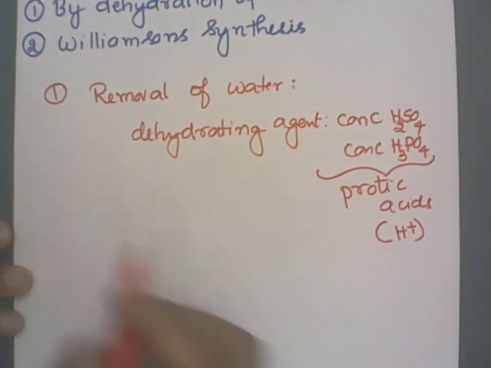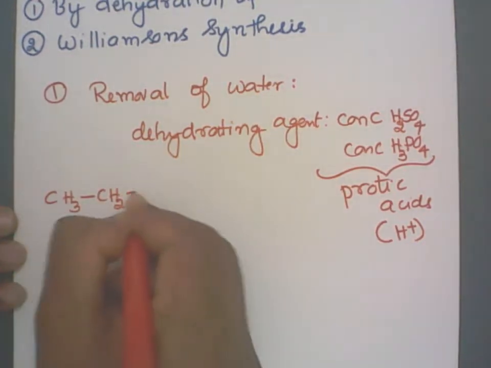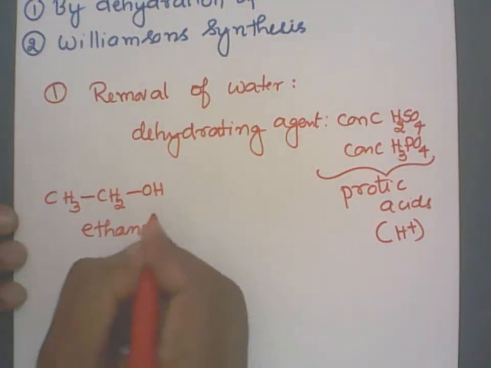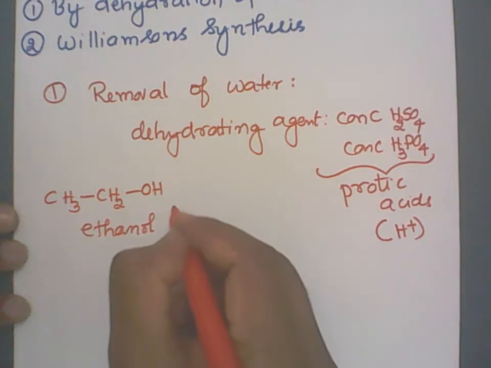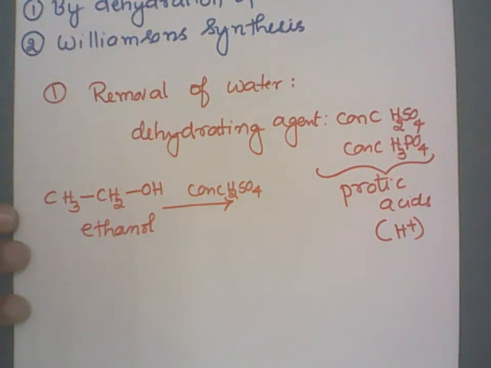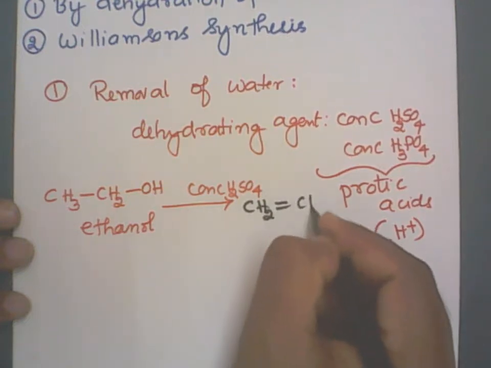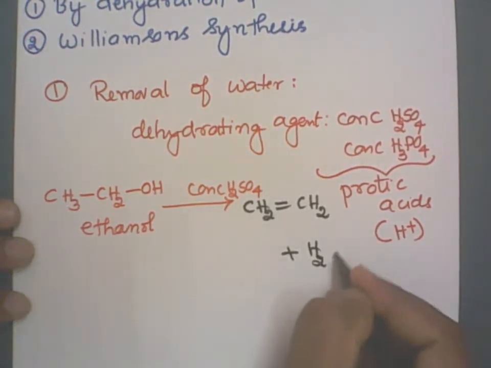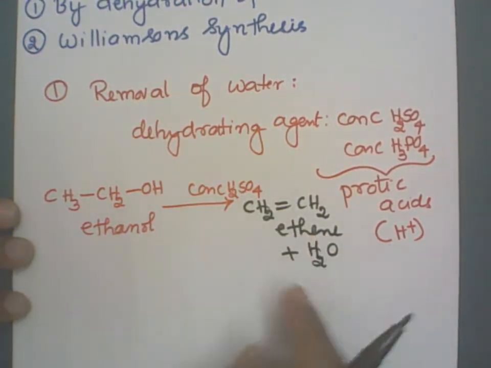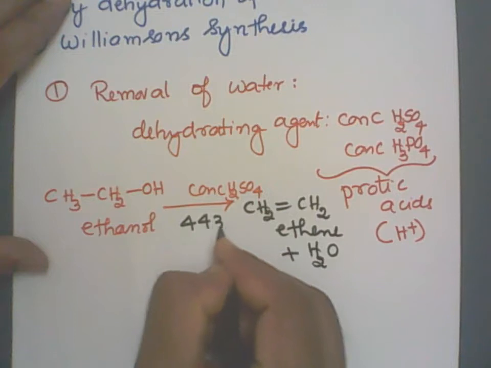Now let me take the example of ethyl alcohol. Ethyl alcohol is CH3CH2OH, or it is also known as ethanol. You have studied the mechanism for this, right? When it is treated with concentrated H2SO4, what is the product obtained? So it will give ethene as the product, CH2=CH2, plus water H2O, right? Ethanol gives ethene. Alcohol gives alkene. Now this reaction is carried out actually at 443 Kelvin.